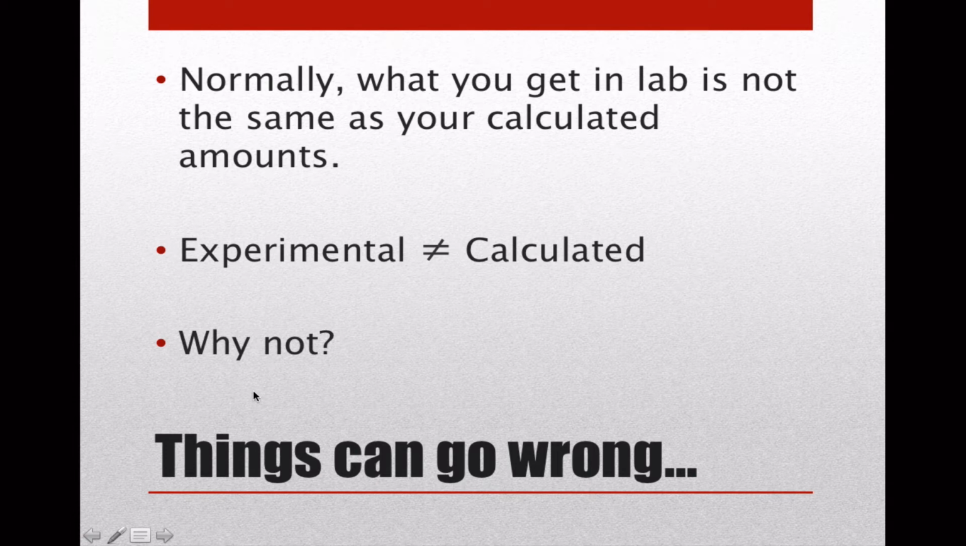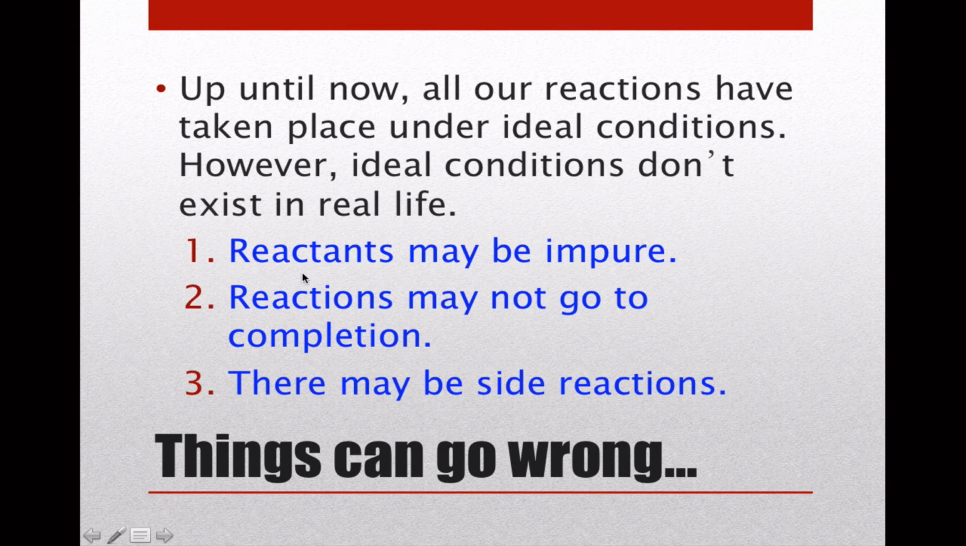So the first thing we need to talk about is that normally when we're running a lab, what we get as our yield in lab, or what we produce as our products in lab, the amount we get is not usually the same as what we're predicting to get, what our calculated amounts were. The experimental is not equal to the calculated. And the reason why is a lot of things can go wrong in the lab. When we are running these stoichiometry calculations, we're pretending that everything is ideal, nothing goes wrong.